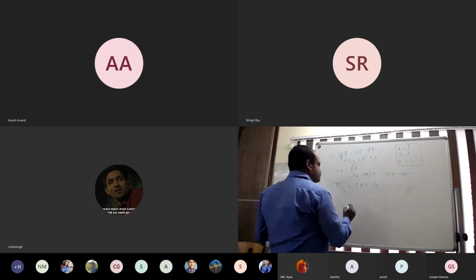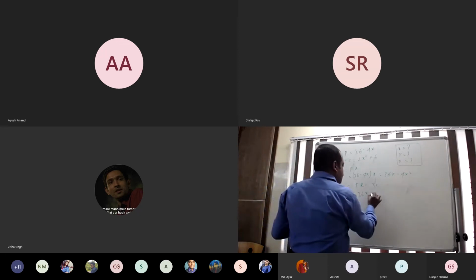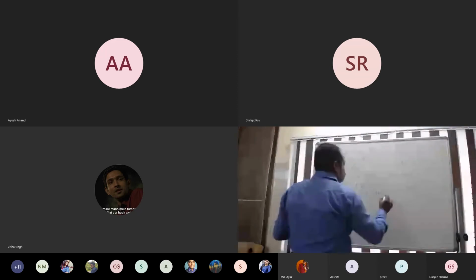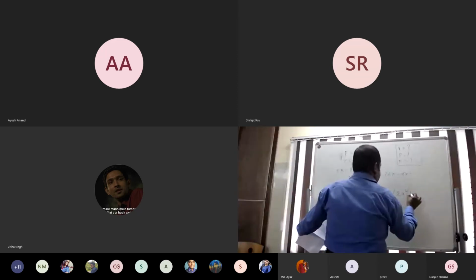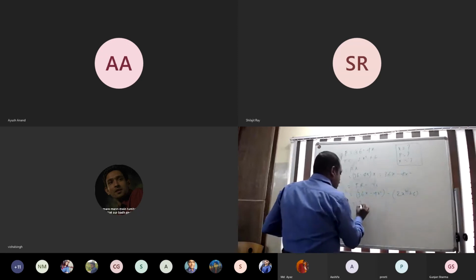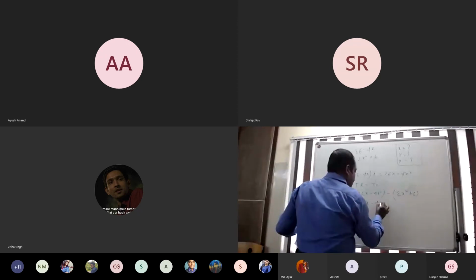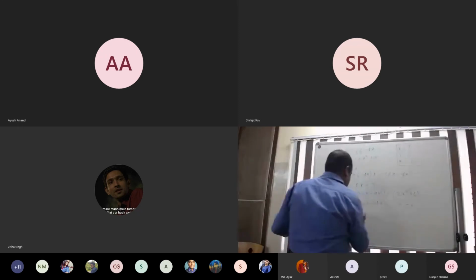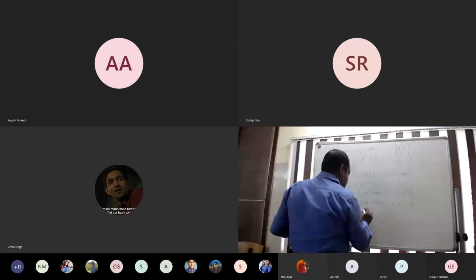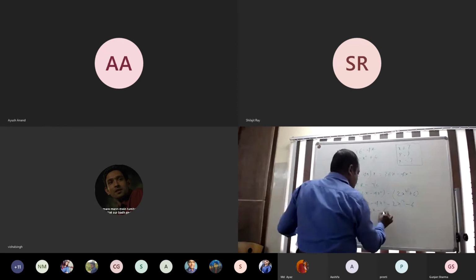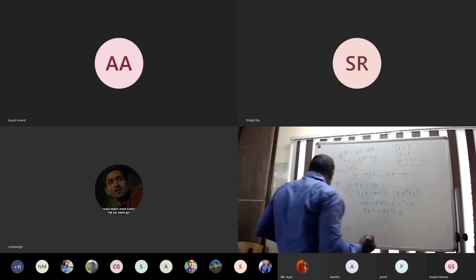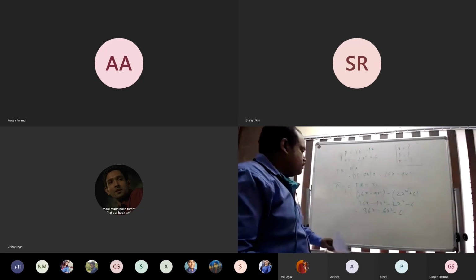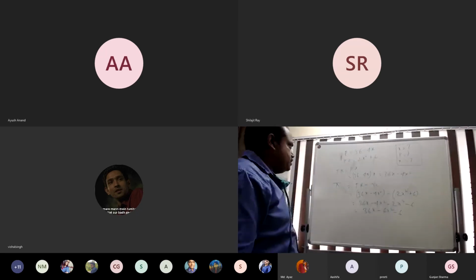So profit phi is equal to TR minus TC. So 36x minus 4x square minus TC, which is 2x square plus 6, equal to 36x minus 4x square minus 2x square minus 6, is equal to 36x minus 6x square minus 6. So that was the profit function.